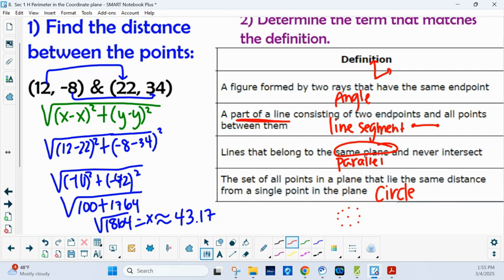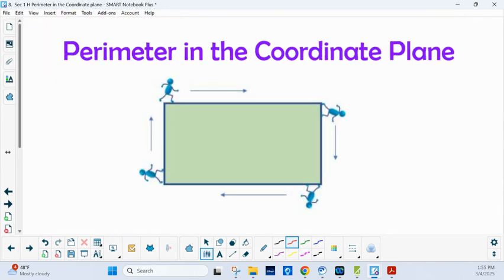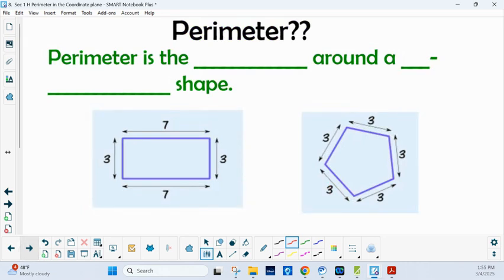Okay, so quiz tomorrow on all the vocabulary and all the things we've been doing. So today we're going to use what we know about the distance formula to help us find perimeter in the coordinate grid. So let's talk about perimeter. You guys, what is a perimeter?